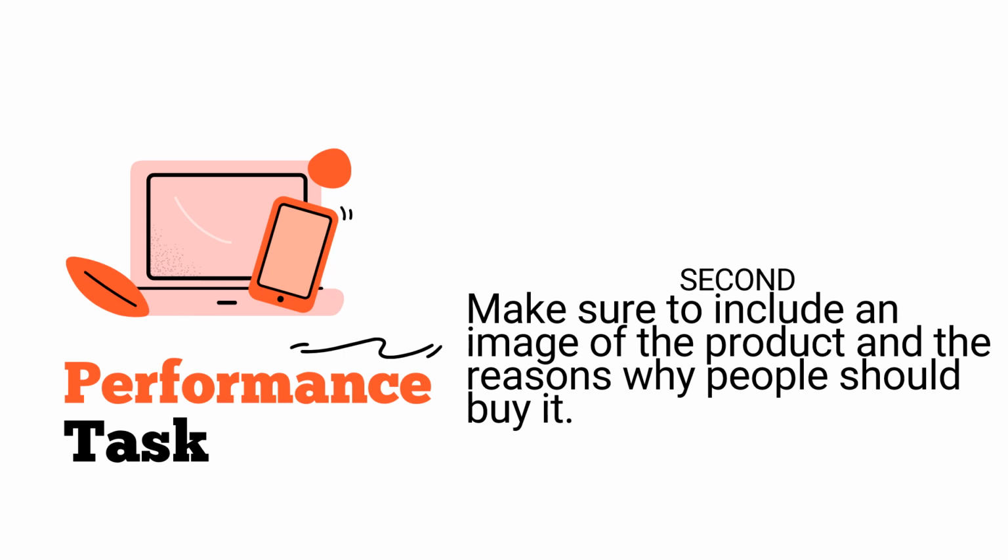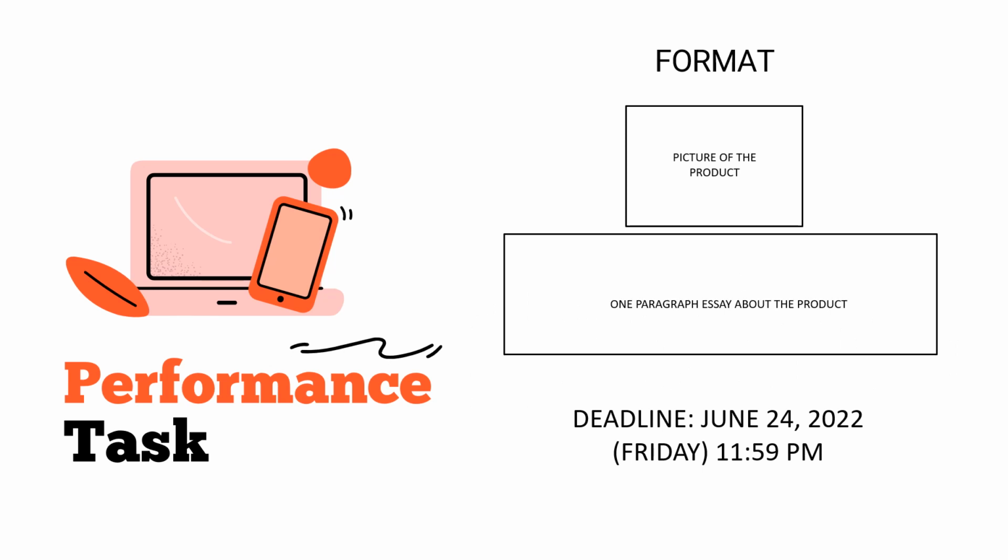So in your performance task or in your paper, I want to see an image of the product that you want to endorse to people and a short persuasive essay on why people should buy your product. So this is the format for your performance task. So there is a picture of the product. It's either you get a picture from the internet, just make sure that you cite your source, or you may also draw it, so that there will be a form of creativity in your work.